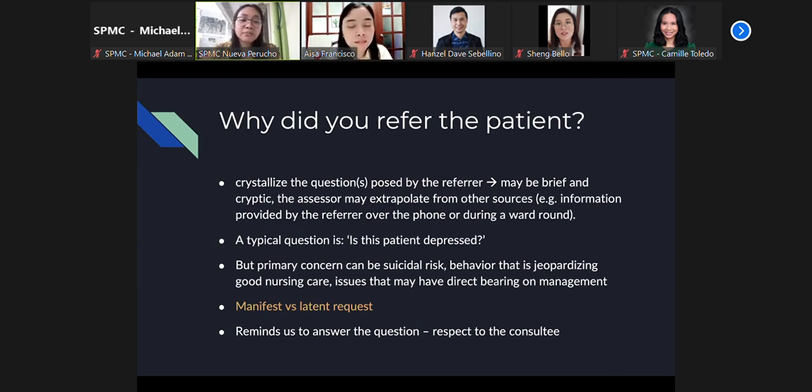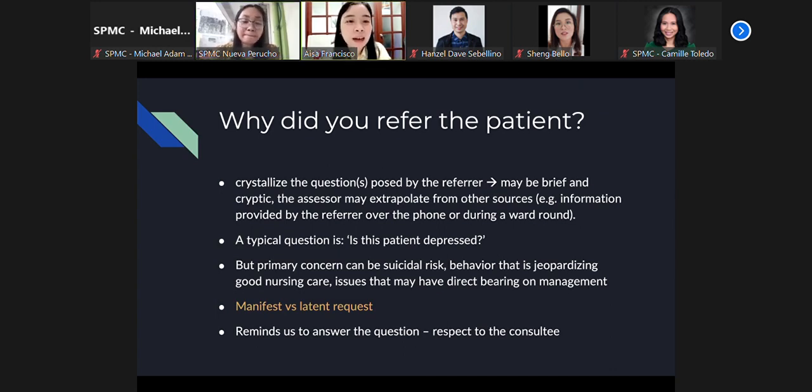So for example, the typical question would be, is the patient depressed? But actually, if you look into the other concerns, there may be the concern for suicidal risk, or the behavior of the patient may actually be jeopardizing nursing care or medical care, and which issues can have direct bearing on management. So that's a difference between manifest versus latent request. The manifest request would be the one that they state in the referral, whereas the latent would be, upon assessment, what they are actually concerned about.